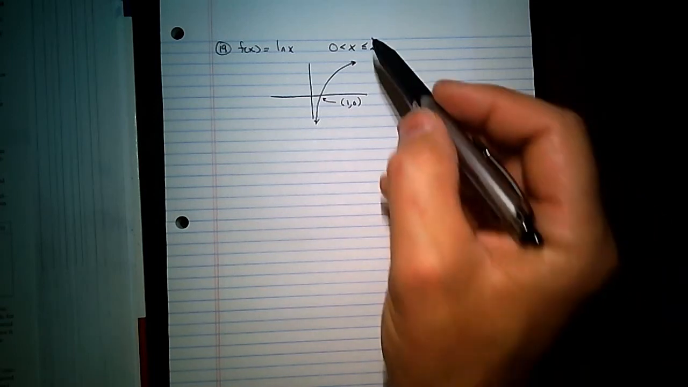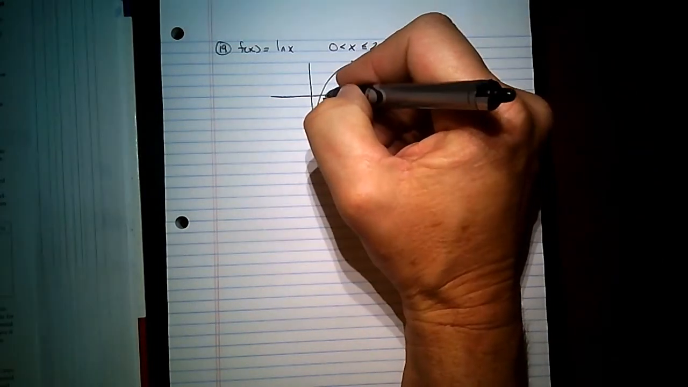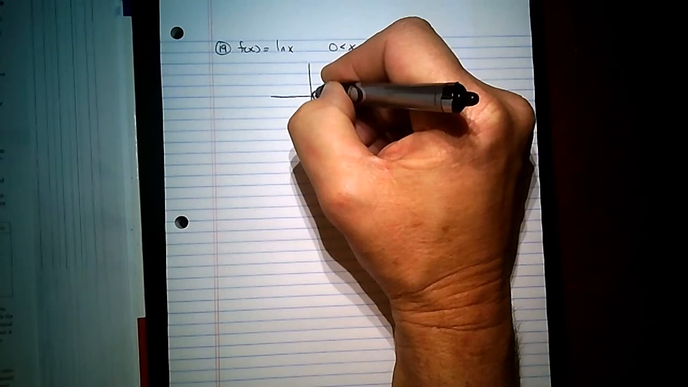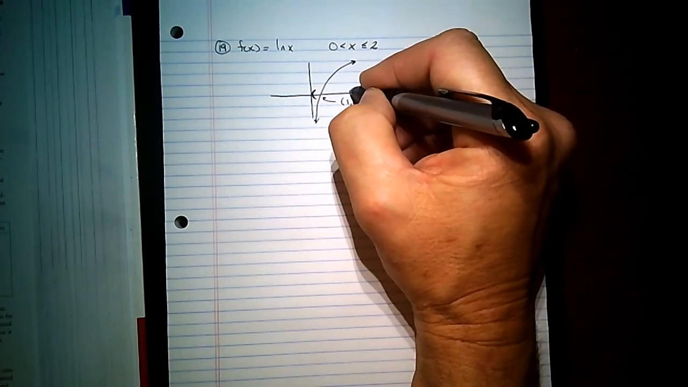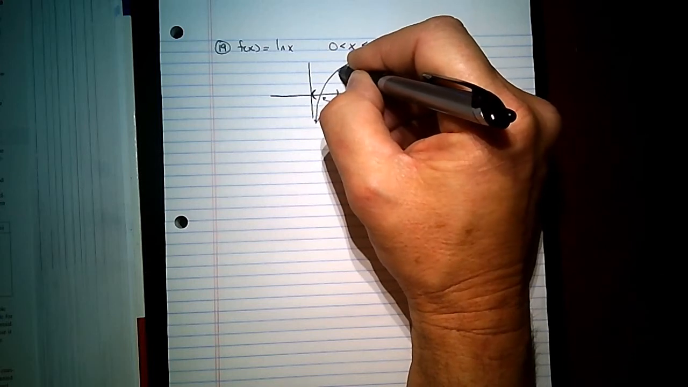Why did I pick this one? Well, it's on an interval from 0 to 2. We're going from 0, open at 0, to 2. If that's 1, we'll call this 2 here. So our graph stops right here.